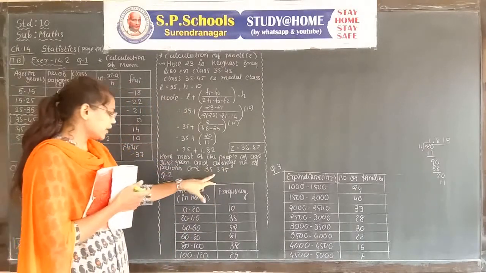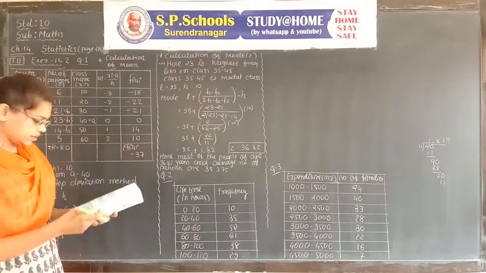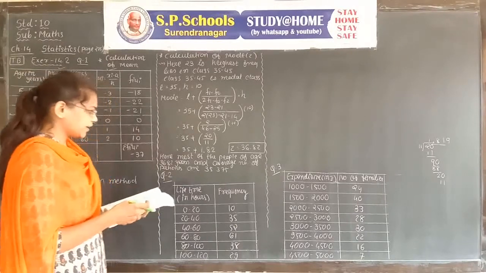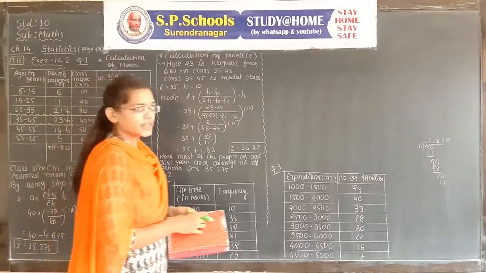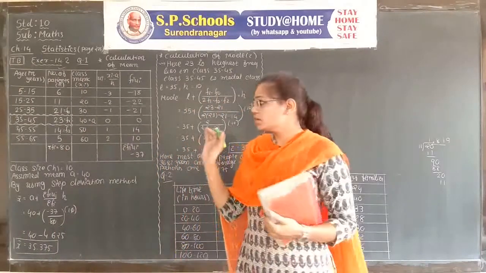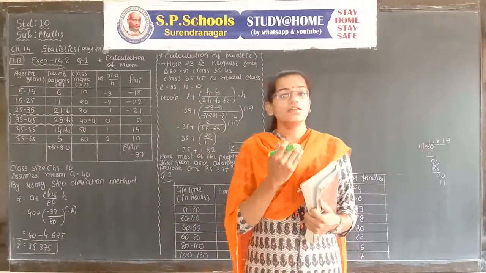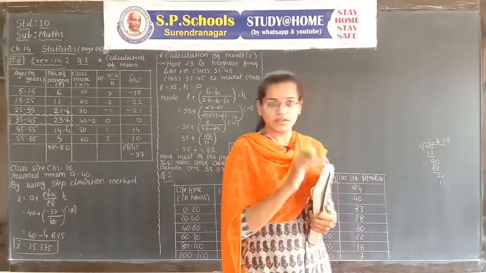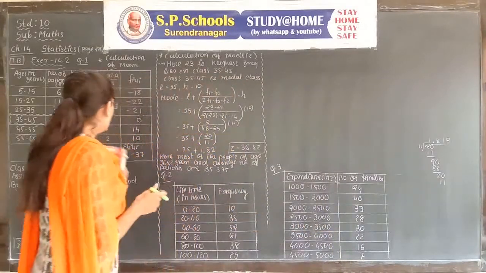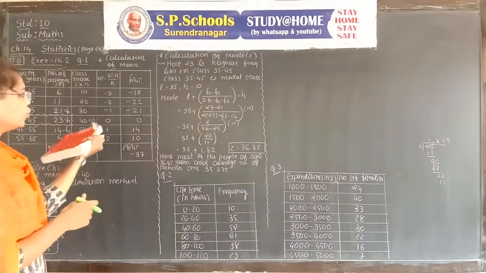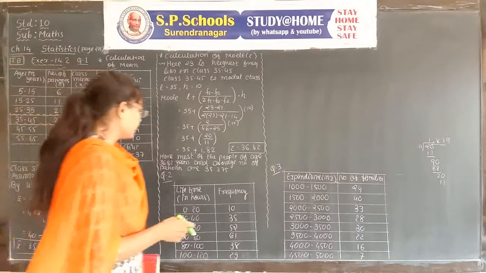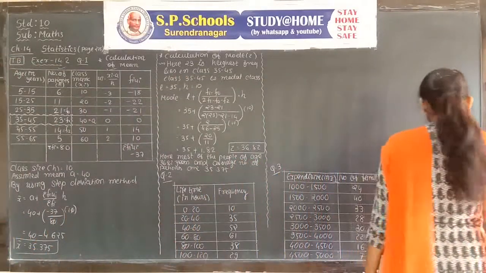You can also write 35.36. Now we go through the second number. Now whenever in this exercise the question says to find the mean, try to find the mean yourself like this, mean and mode in the same sum. Now the second number.